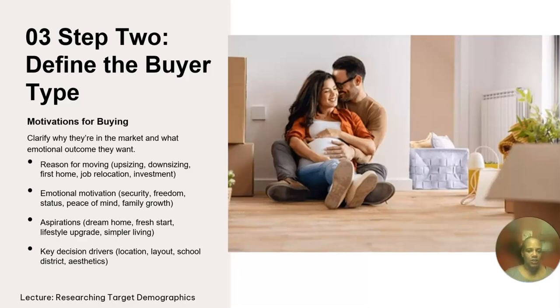Emotional motivation: security, freedom, peace of mind, family growth. So what's the emotional motivation? What are their aspirations? Is this their dream home, or is this their starter home, or is this their I'm done, not moving again home? Key decisions: location, layout, schools, aesthetics. So these are characteristics that you're going to attribute to your potential buyer.